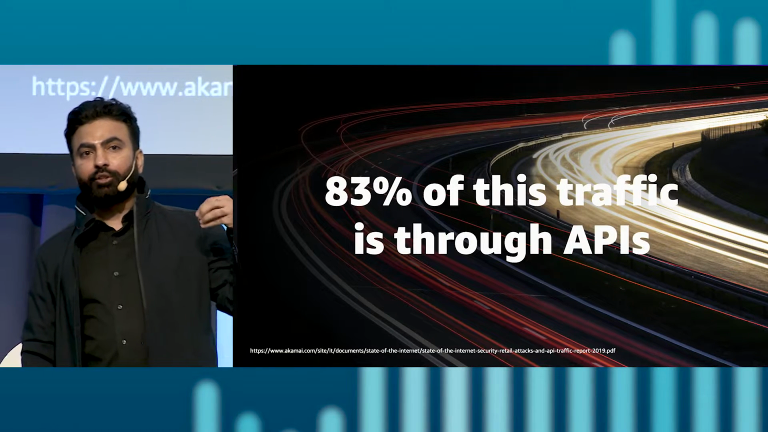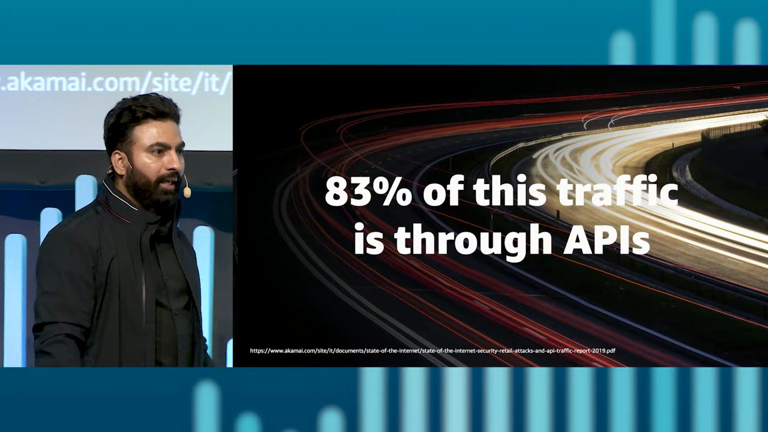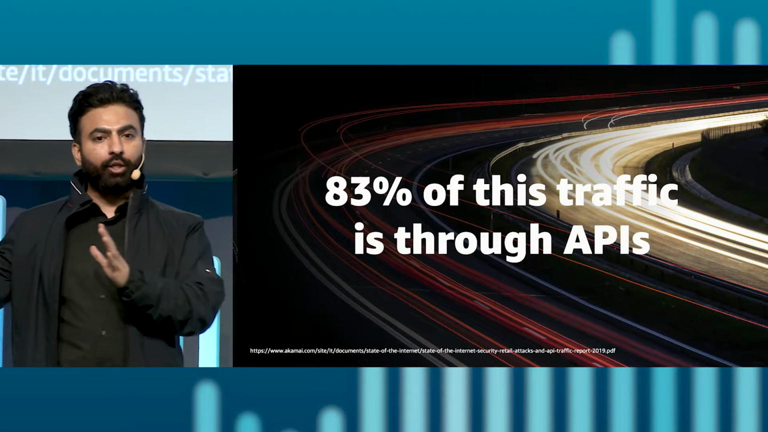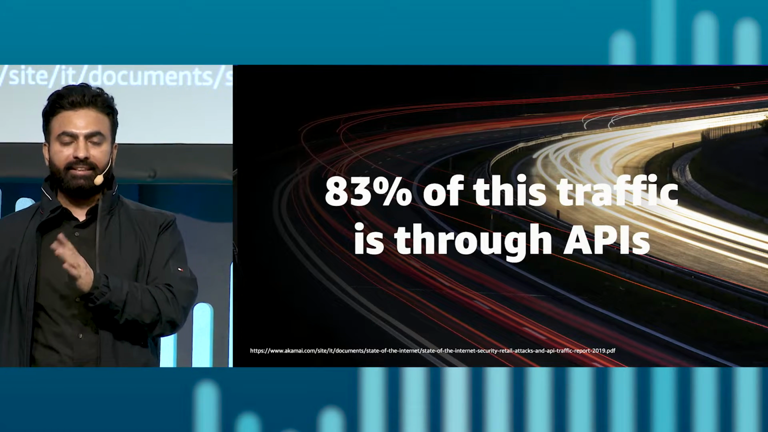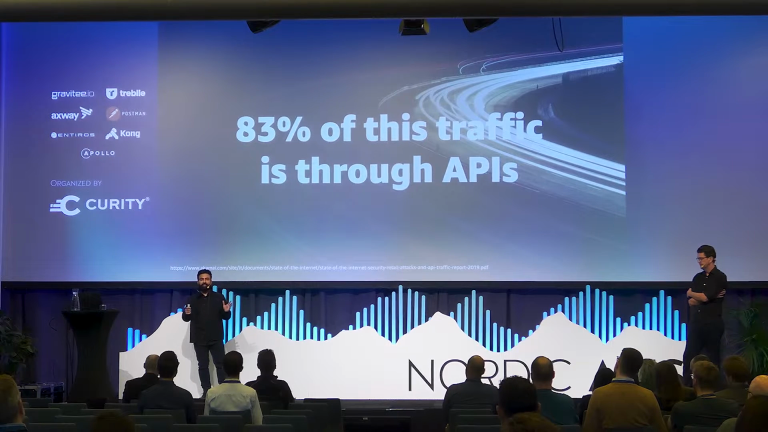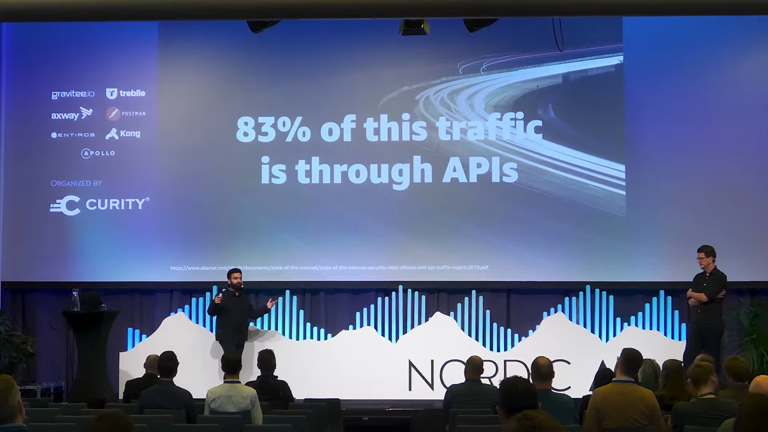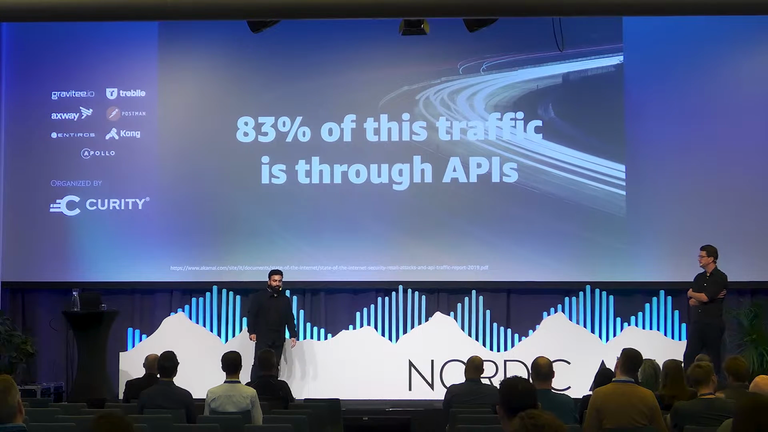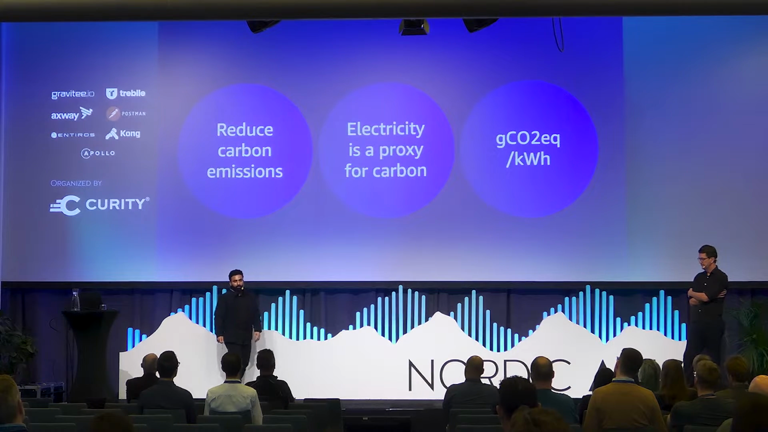And 83% of that traffic was going through APIs. So APIs account for a lot of web traffic these days. That means whatever optimization we do with APIs will directly impact overall software sustainability.